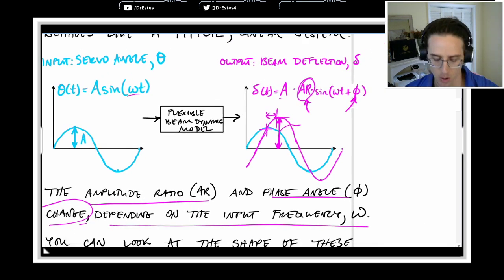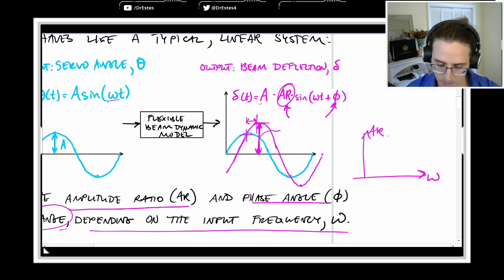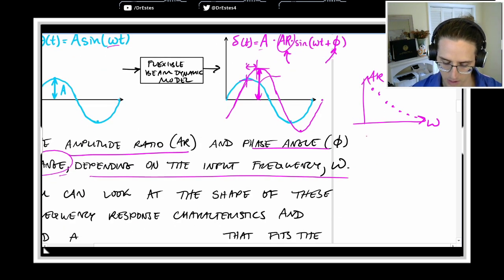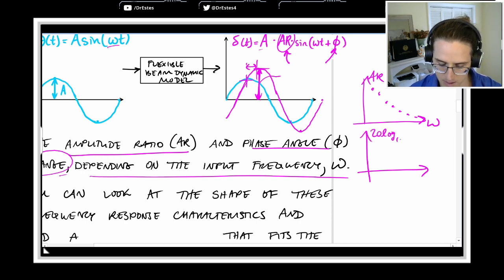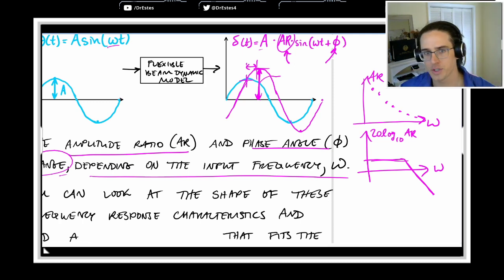Like for the DC motor, so what we're doing in assignment 2, if you have frequency and you plot the amplitude ratio, it just goes down, down, down, down, down. Or if you plot it on a logarithmic scale and you do the decibels of the amplitude ratio, it's going to look something like this. So the amplitude ratio changes with frequency.